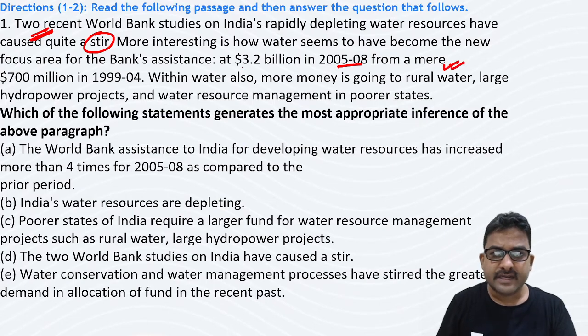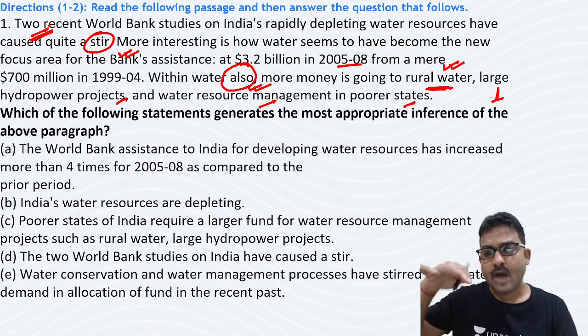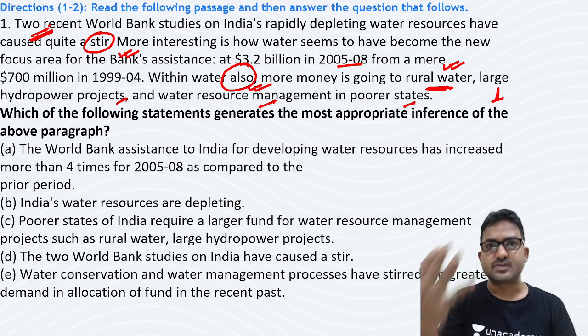Now, can you see the logical word 'also' here? So the two studies are being indicated. The first study says that World Bank assistance to this particular category has increased in monetary terms. The second statement is being added by the logic of 'also'. So these two points are being added by the logic of 'also'. What the particular context of 'also' says: within water also, more money is going to rural water, large hydropower projects, and water resource management in the poorer states. So these two things are being categorized, showing how the World Bank is more focused on water management.